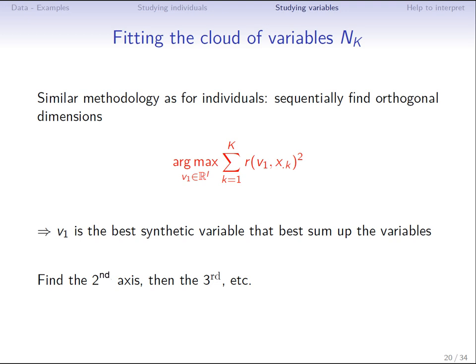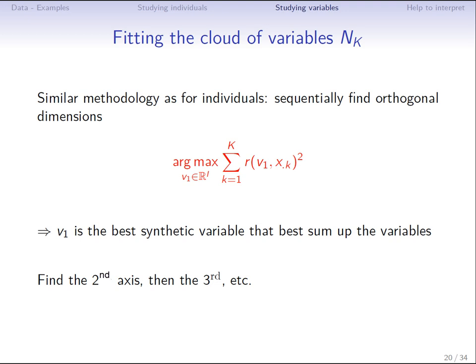So it is the same trick as for individuals. We will seek orthogonal axes that can best represent the variables. The first dimension, the dimension that allows us to see the variables in the best way, is the dimension that maximizes the sum of the correlations between the dimension and each variable. So the best axis, V1, is the factor which is the most linked to all the variables. The most linked according to the squared correlation coefficient.